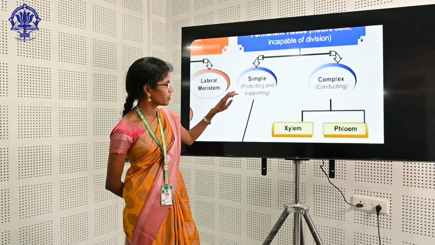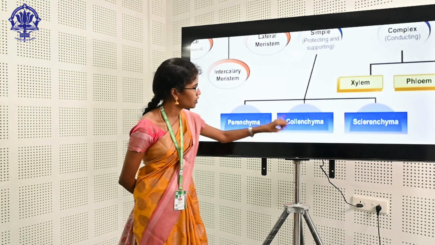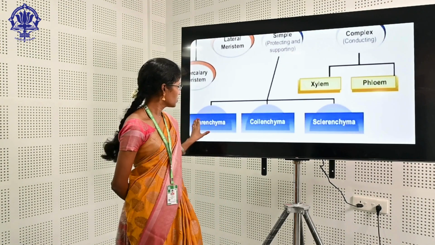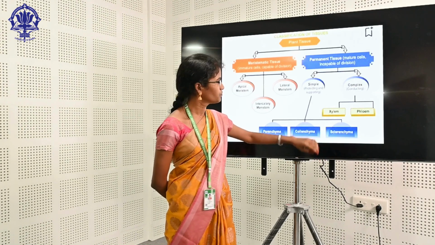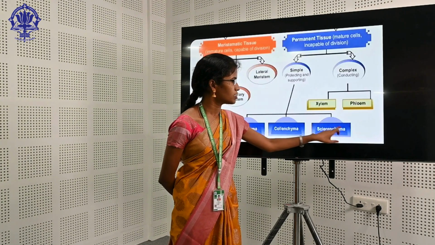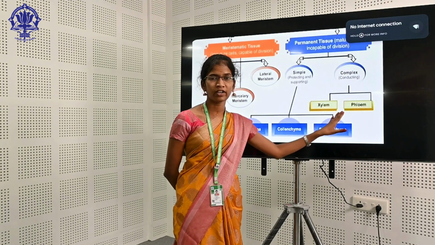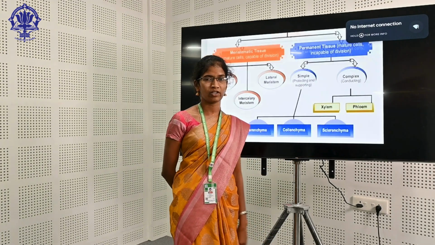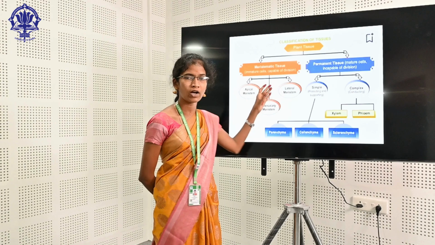Simple permanent tissue is divided into three types: parenchyma, collenchyma and sclerenchyma. The first two are living cells and sclerenchyma is made of dead cells. Next, complex permanent tissue consists of two types: xylem and phloem. These two function in the conduction of water and food materials. Today we are going to see only meristematic tissue and its function.